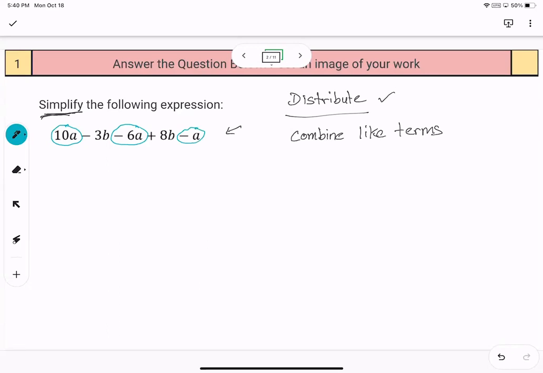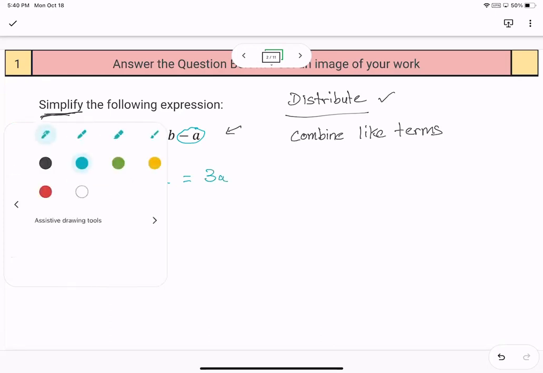So let's see what happens when I combine these three like terms. I have 10a. Now don't forget that sign. Notice how I circle that sign with it. Minus 6a minus a. Now these are all our a terms, so we want to combine them. So here we have 10a minus 6a, that is 4a, and then minus a. Remember, there's an invisible 1 in front of that a. So that's negative 1a. So 10a minus 6a is 4a, minus 1a is 3a.